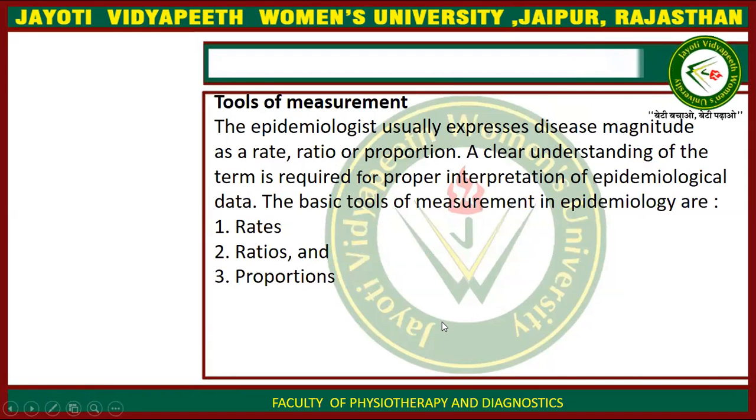Next, tools of measurement. The epidemiologists usually express the disease mainly as a rate, ratio, or proportion. A clear understanding of the terms is required for the proper interpretation of the epidemiological data. The basic tools of measurement in epidemiology are the rates, ratios, and proportions.